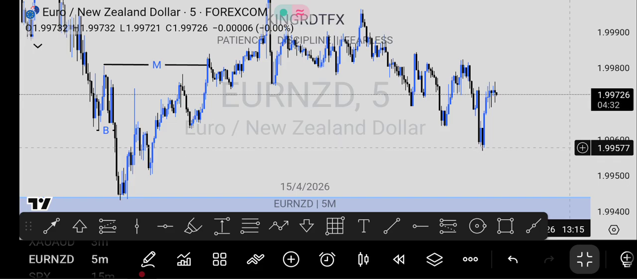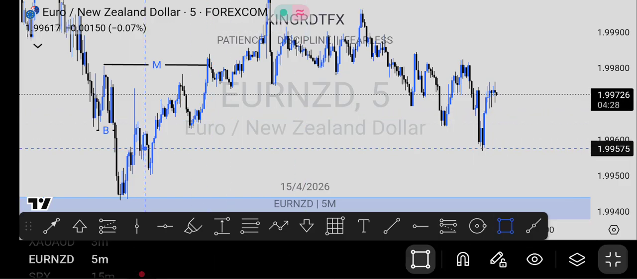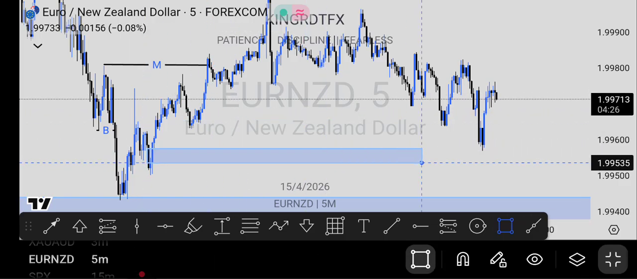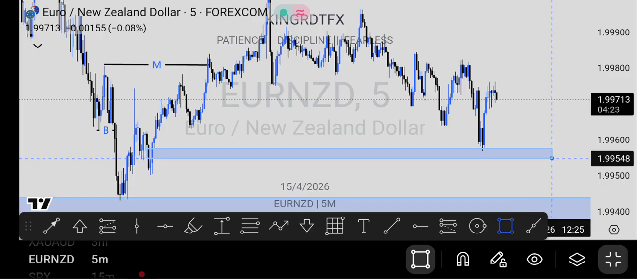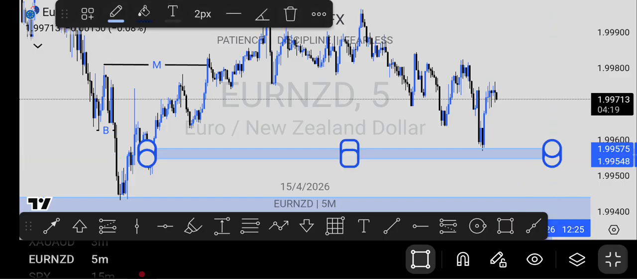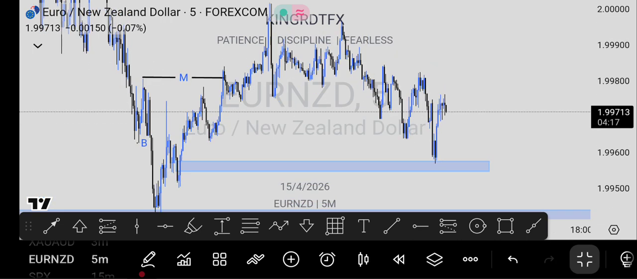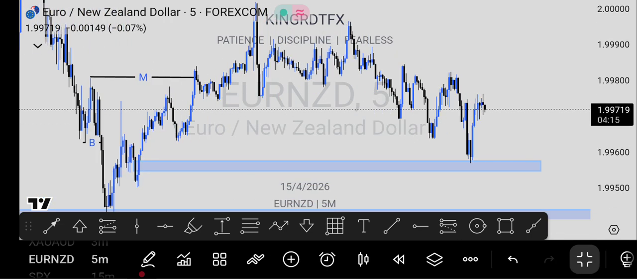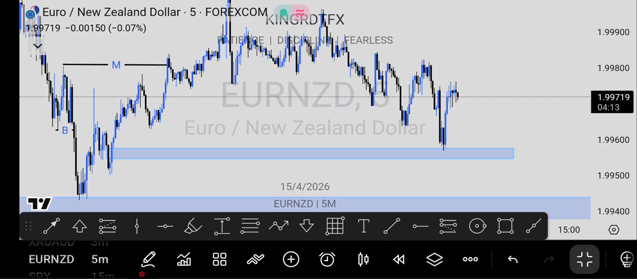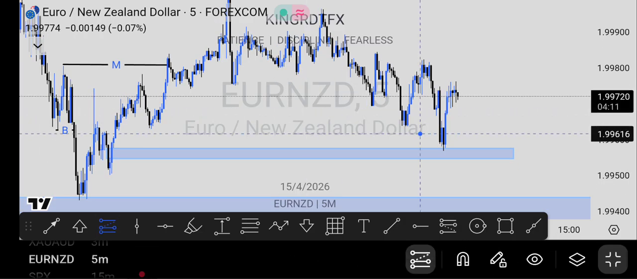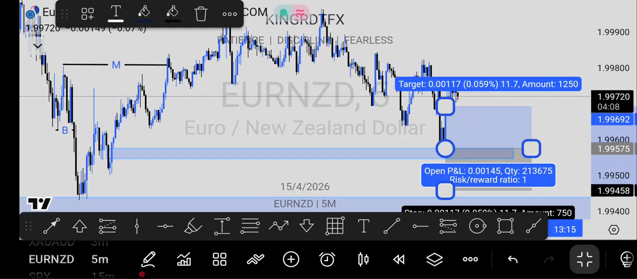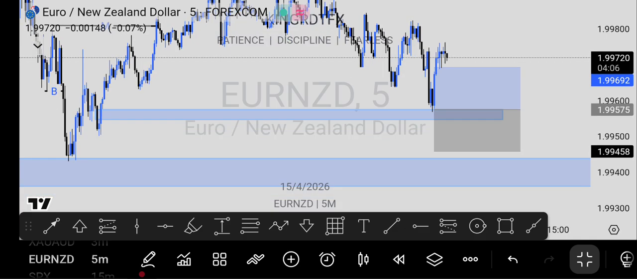Price already reacted from this fair value gap. This would have been my entry right here. This would have been my entry, right? My entry would have been here. It would have been like this, with my stop loss below here.